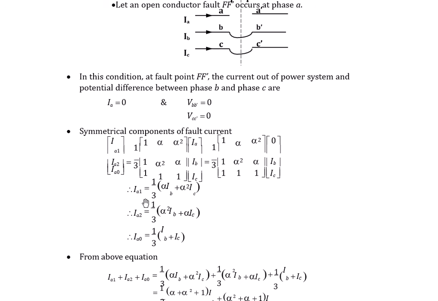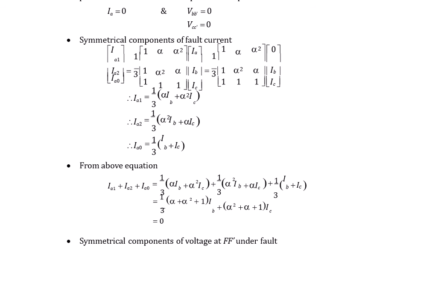IA1 is equal to 1/3 (IA + alpha IB + alpha square IC), and IA2 is equal to 1/3 (IA + alpha square IB + alpha IC), and finally IA0, the zero sequence component, is 1/3 (IA + IB + IC). If we sum all the currents, IA1, IA2, and IA0, the summation of this will be 0.